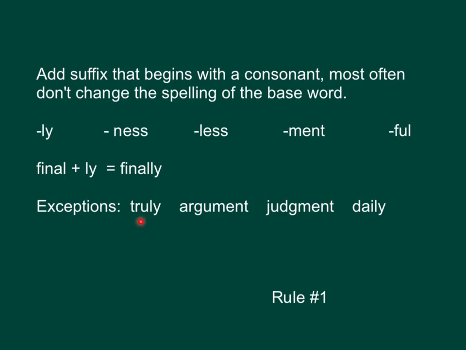A word like true, and if you'll notice, these 3 all end with a silent E. This one, day, ends with a Y. But there are some words where if we add these kind of consonants, we do change the spelling. We drop that E and add ly, we drop the E in argue, we drop the E in judge. And we drop the Y in daily and make it an I. Beautiful, huh? So this is rule number 1.